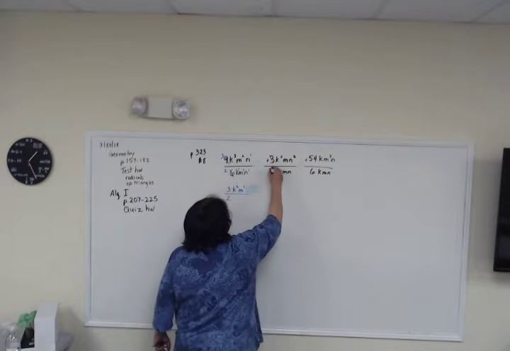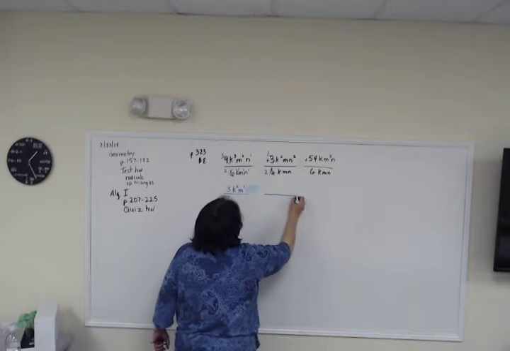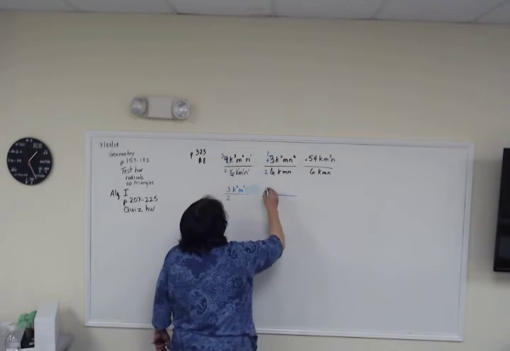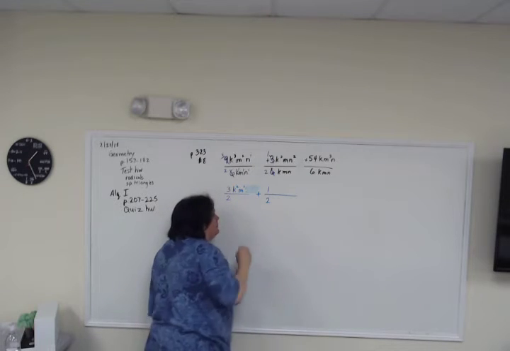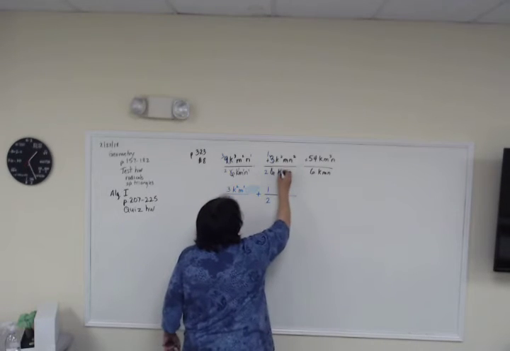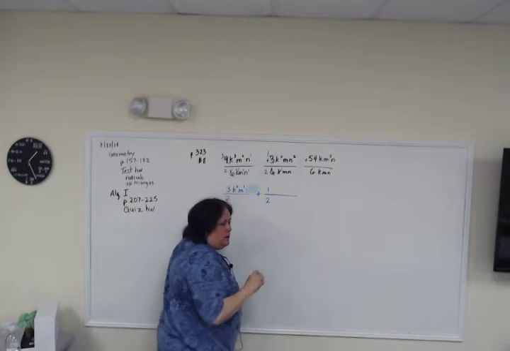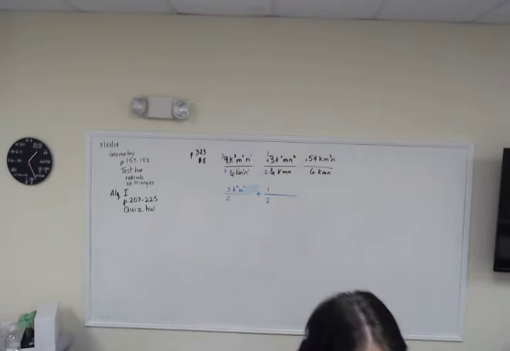Now, 3 and 6 can both be divided by 3. So I'm going to put a 1 here and a 2 here. These are both positive, so I'm going to put a plus sign there. 2 minus 1. So finish that up now.